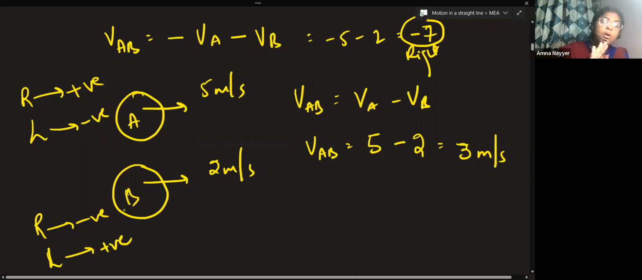Let's take the opposite. Let's say right is negative, left is positive. These are all the possibilities that are possible. Now VAB will be what? VA, since right is negative, becomes -5 and this becomes -2.